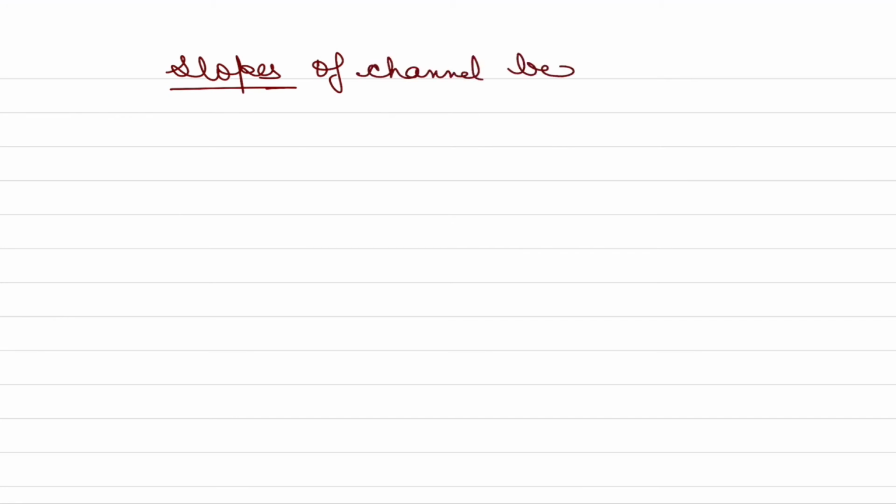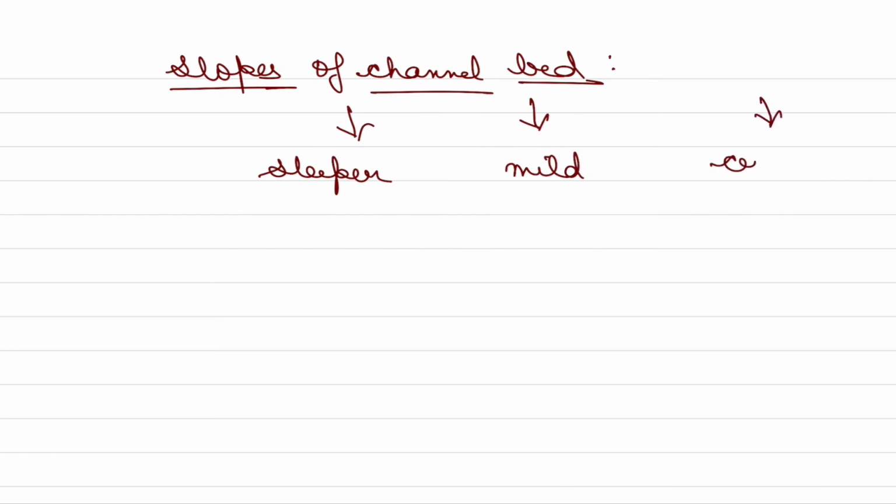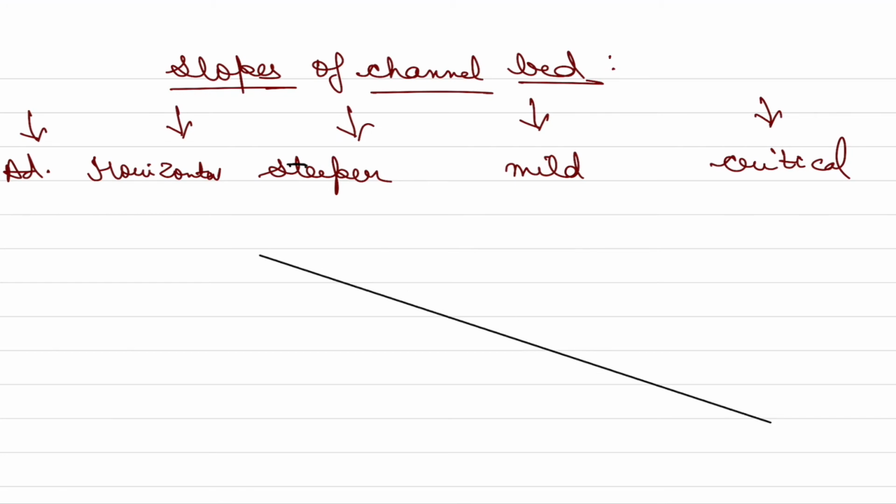We would need to classify whether our channel bed is steeper, or mild, or critical, or horizontal, or adverse. Let us try to add some meaning to that. As the name suggests, a steeper slope should have large magnitude of inclination, but how should we relate it to the quantities that we have already learned?